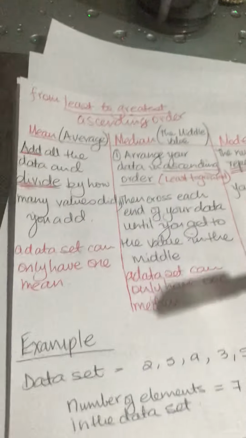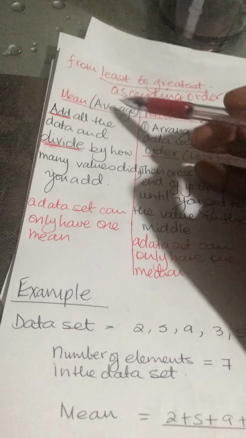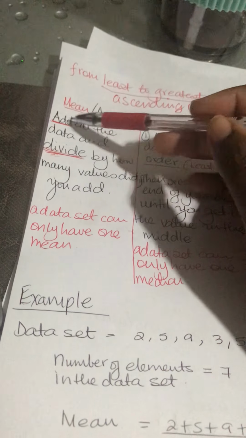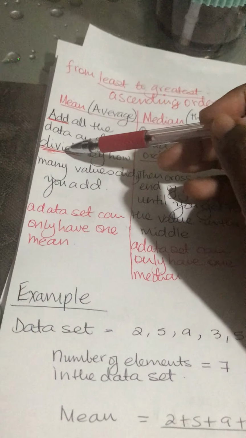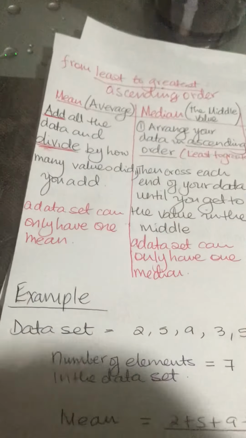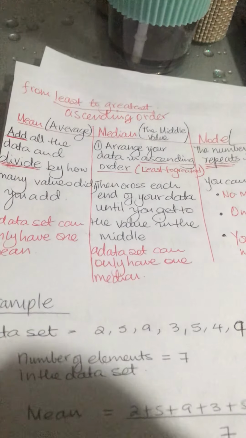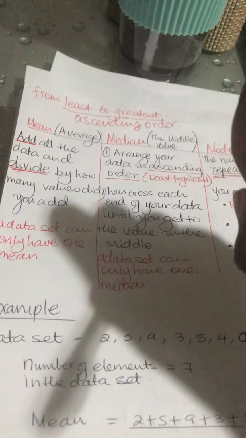Now, I will explain more about the mean and how to find it, the median and how to find it, and the mode. When you want to find the mean, you have to add all the numbers in your data set and divide by how many numbers you added. And your mean can only be one answer. You can't have two means for the same data. Only one mean for one data.